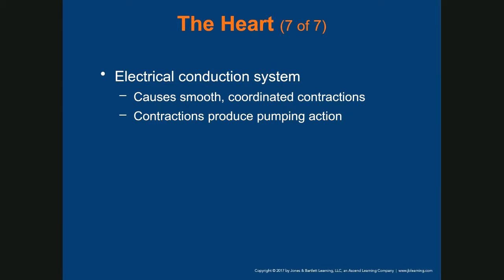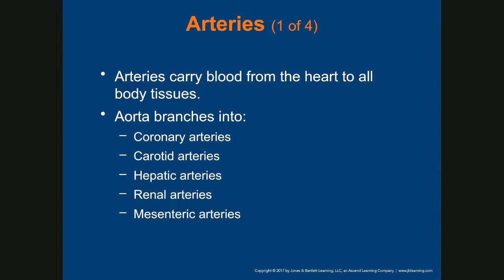All right, so the electrical conduction system, and we're just skimming the surface of it right now. We will go more into it when we cover cardiovascular emergencies. In order for the heart to have a rhythmic contraction, it comes from electrical stimulation and the movement of electrolytes, negative and positive electrolytes, but we're not going to go into that right now. So the electrical conduction system causes smooth, coordinated contractions. Contractions produce pumping action. That's all we need to know for now.